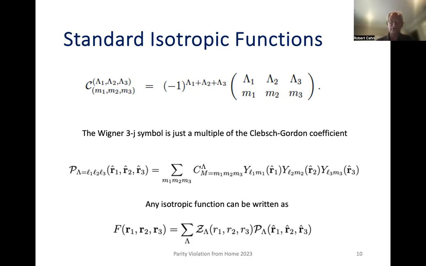And it therefore follows that any isotropic function can be written as a sum of such functions where the lambdas take on all possible values, L1, L2, and L3. And then there are some coefficients which depend upon the actual magnitudes of R1, R2, and R3. In practice, we'll always use binned values for R1, R2, and R3, but you could write this as a very general proposition.